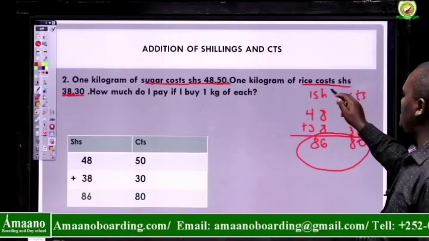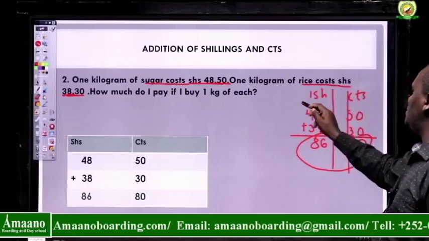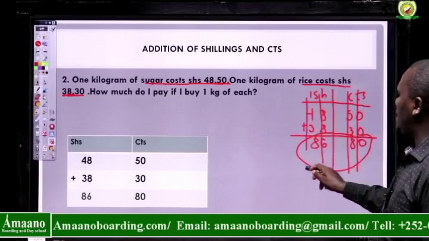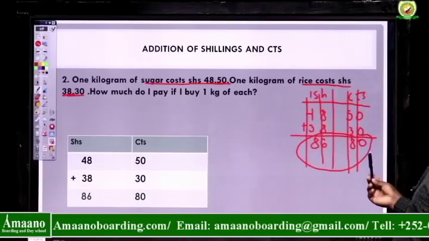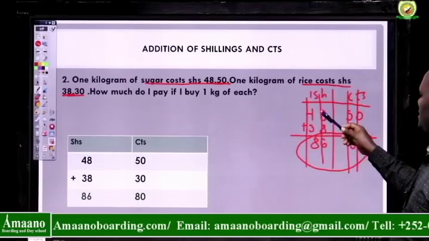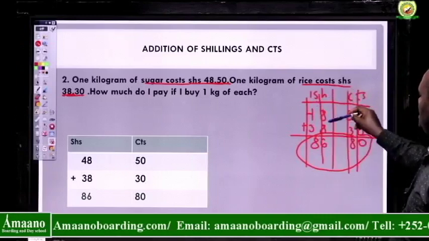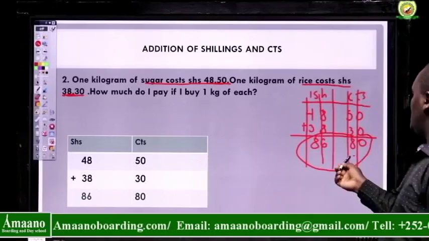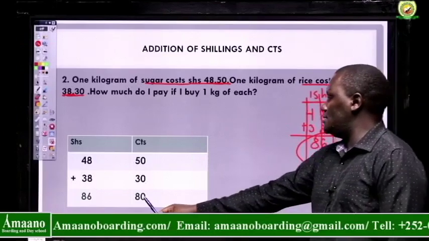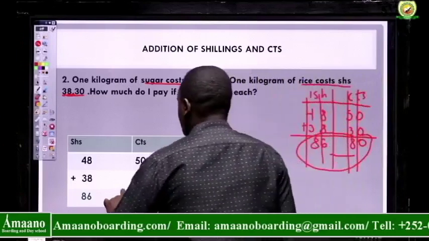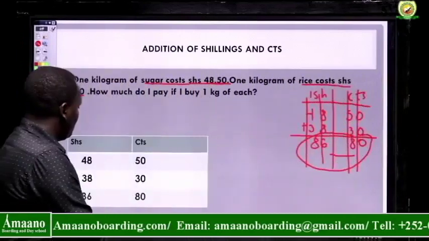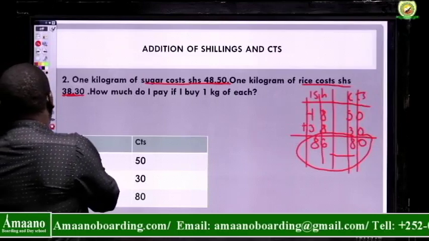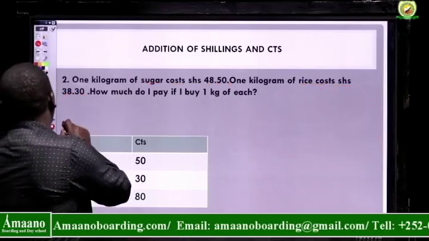When I add, I must leave the spacing that is shown here, and I arrange the numbers in a straight line according to their place values. We can see that each number is in its box and there is spacing between those numbers. This answer is the same answer found on this other side: 86 shillings and 80 cents. Let's look at the next example on sentence form.